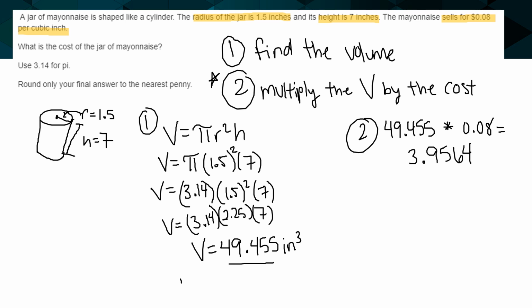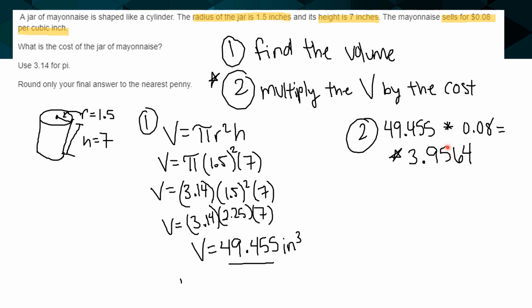3.9564. Okay, now this is the step where we round. This is the step we want to make look like money. All right, so let's talk about rounding. If we're going to round to the nearest penny, that's the second decimal place, okay? So see, 95 cents, second decimal place.